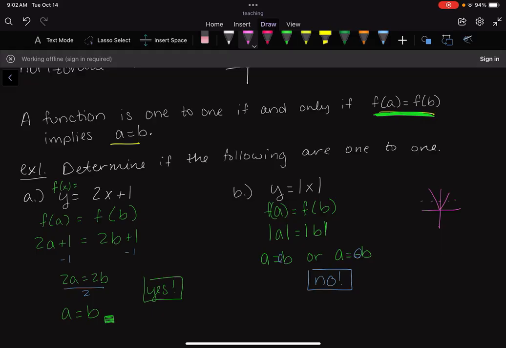So what's happening here is that we're saying two different x values, a and b, were able to give the same y value. So a and b for this one are actually not the same, because you can have a equals b or a equals negative b. So that means they don't have to be the same value, but they actually gave the same y value. So that's not working. That's not a one-to-one function.